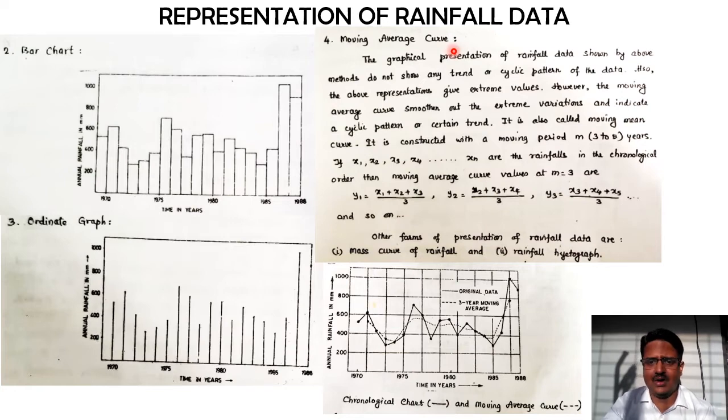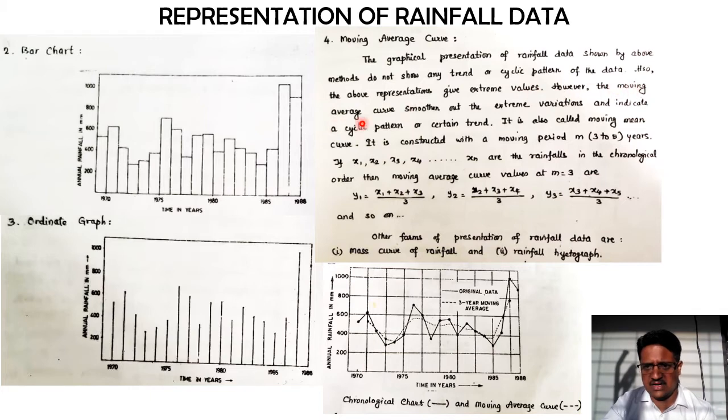So what do we mean by this moving average curve? I'll read this first, then explain. The graphical presentations of rainfall data shown by the above methods do not show any trend or cyclic pattern of the data. So the first three which we have studied don't show any trend or cyclic pattern. Also, the above presentations give extreme values. Here, per year I am getting just one value, so it gives me the maximum or extreme value.